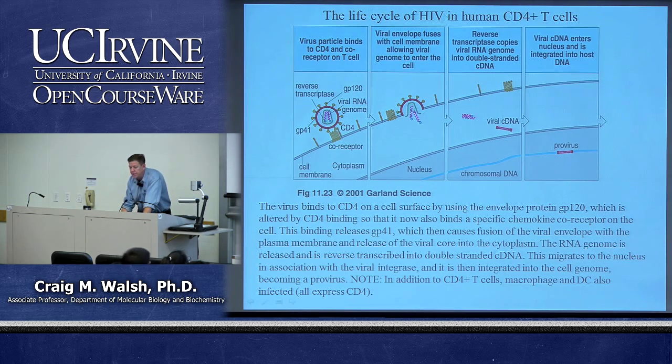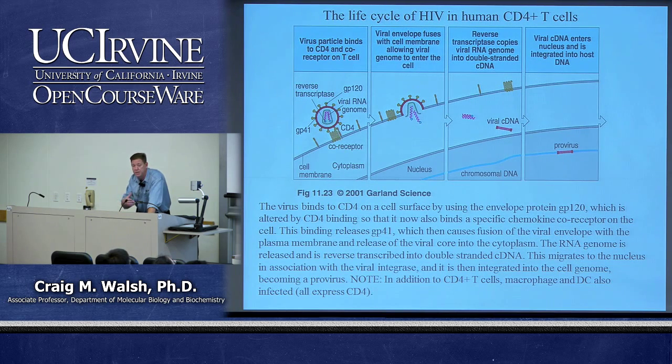So let's talk in more detail about the life cycle of HIV. And in this case, infection is taking place in CD4 positive T cells. So here you have the virion, and on the surface of a T cell you have CD4, this is a helper T cell. It also has a co-receptor, and as we'll see in a minute, these co-receptors are chemokine receptors.